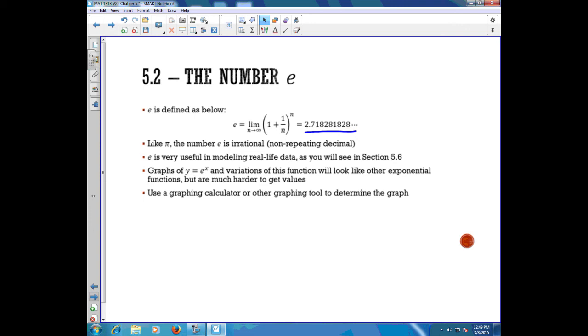Graphs of y equals e to the x and variations of the function look just like other exponential functions, but they're much harder to get values. You're talking about raising a decimal number that never repeats to some power. So you either want to use a graphing calculator or some graphing tool to determine the graph of an exponential function. Okay? Plotting points is not as easy. You can't just pick numbers and get whole number values.